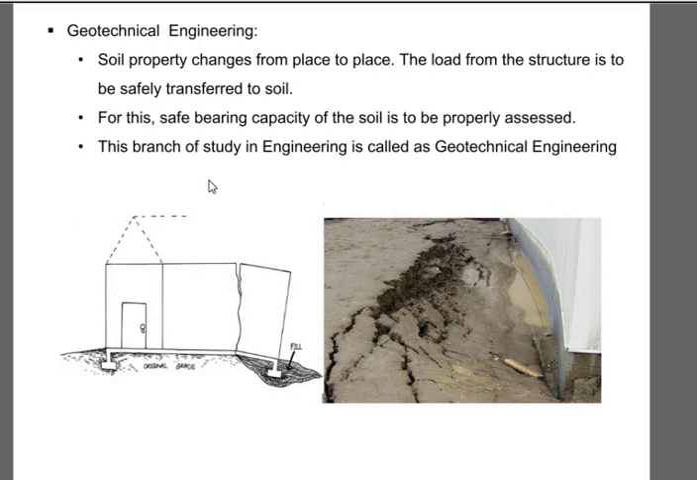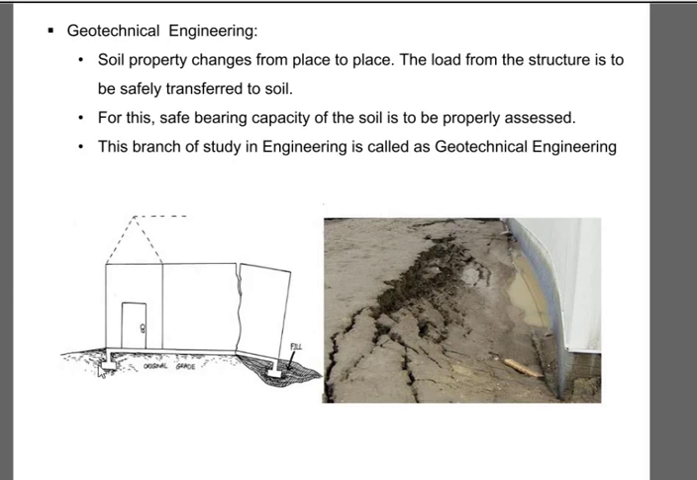After that, geotechnical engineering. The next aspect in civil engineering is geotechnical engineering. Geotechnical basically deals with soil work. For example, whether you take roads, bridges, houses, everything should rest on the ground. So whatever is happening below the ground, the duty of a geotechnical engineer is to identify the type of soil over which a structure is to stand.